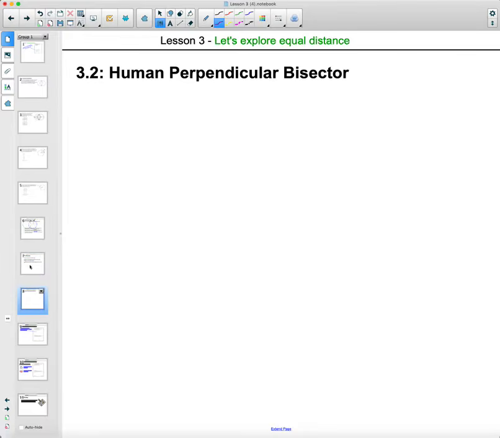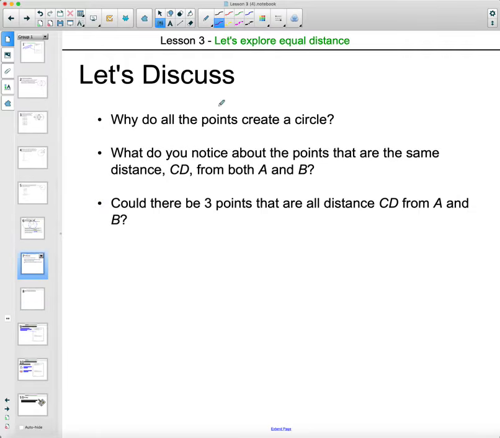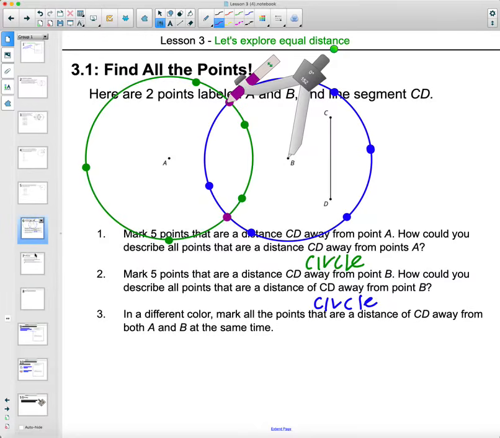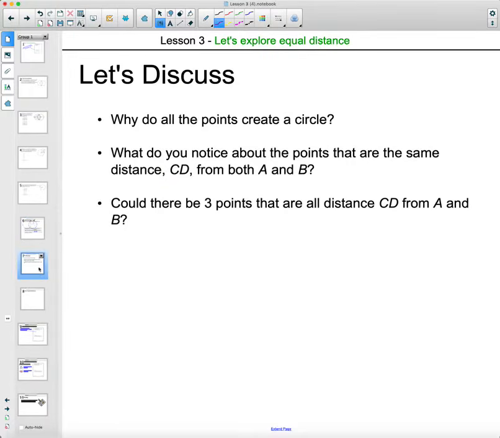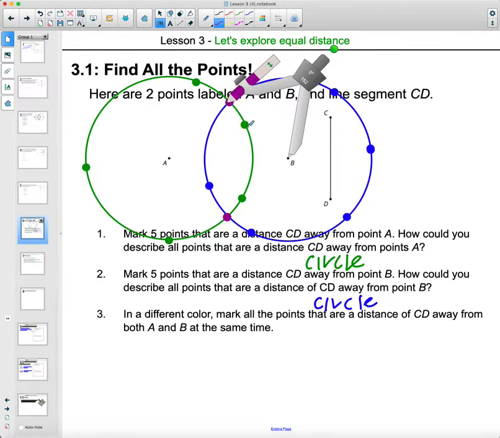All right, so let's see. Why do all points create a circle? Because it's the set of all of the points equidistant away. Did you notice anything about the points that are the same distance? They were the intersection of those 2 circles. Could there be 3 points that are CD away from both of them? Could there be another point that we're not seeing? And that would be no, because this green is all the points.